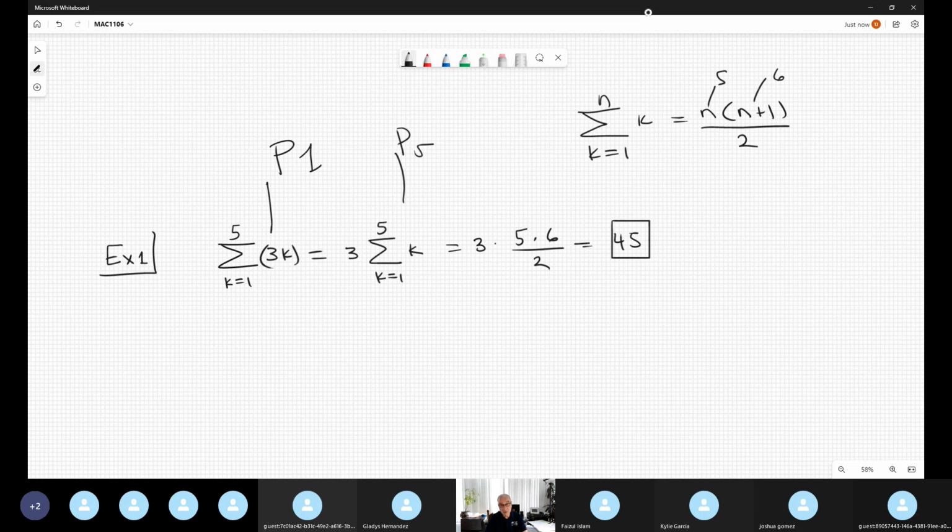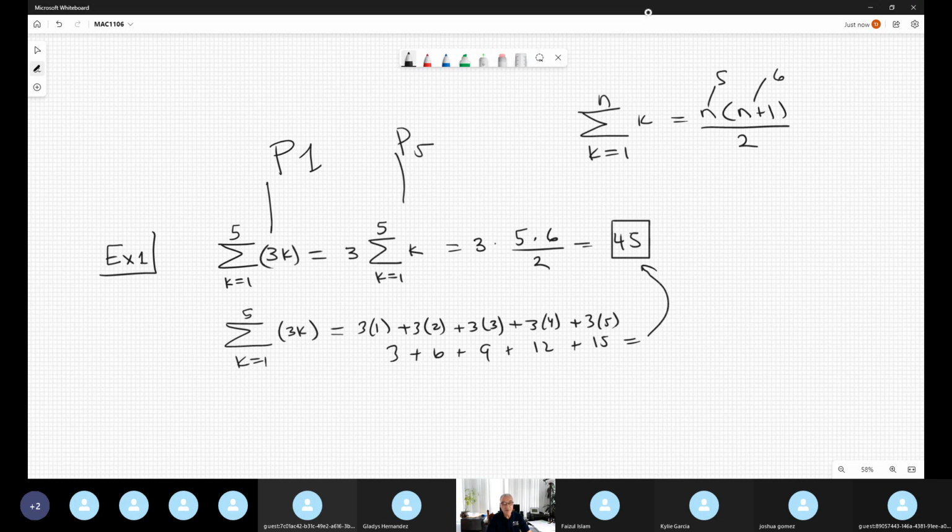Professor, can we do it differently? Of course we can. For elementary school students who don't know that formula and property, we can expand this summation like that. Summation from K equals 1 to 5 of 3K is: plugging in 1, 3 times 1, plus 3 times 2, plus 3 times 3, plus 3 times 4, plus 3 times 5. This is 15, this is 12, this is 9, this is 6, and this is 3. Adding everything together, the answer is 45.